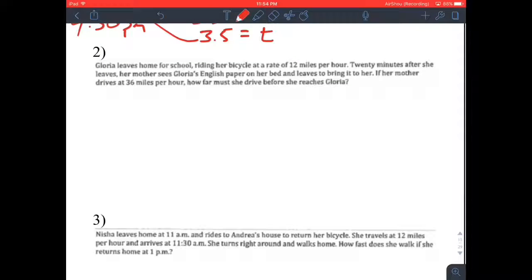Gloria leaves home for school, riding her bicycle at a rate of 12 miles per hour. Let me just write down that information. So we got Gloria.